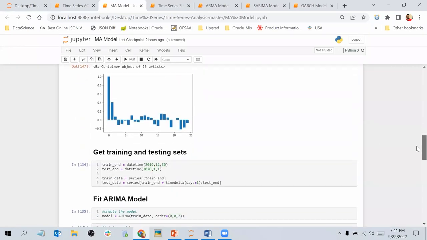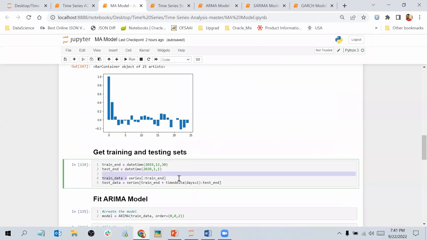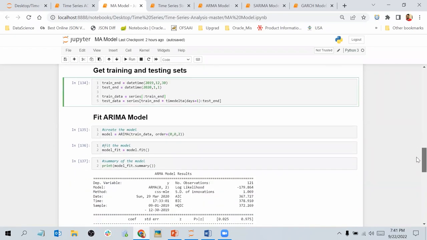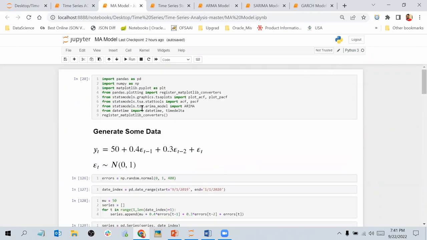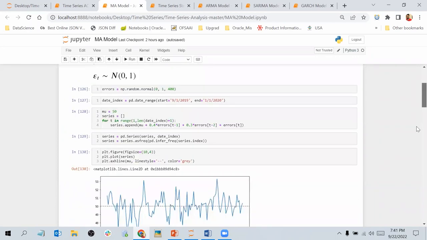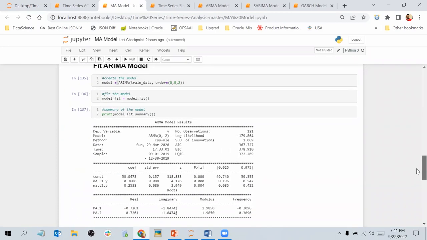Then, given a series, I'm splitting it up into test and train data in order to see how my prediction is going to be. And then I'm fitting the ARIMA model. This ARIMA model is also inside the statsmodels library. So we're fitting an ARIMA model here.